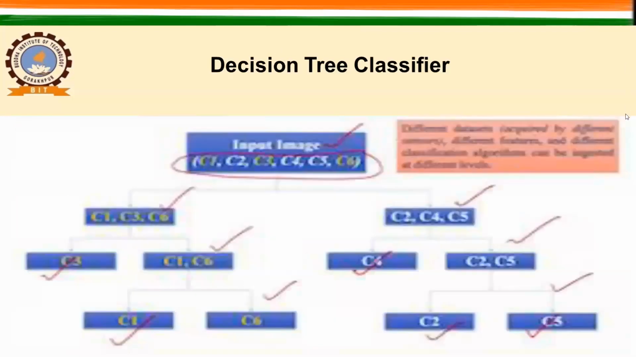Let's take an example. We have an input image here, and I want to classify this image into C1, C2, C3, C4, C5, and C6 classes. Now what I can do is segregate based on this particular image. I can identify only C1, C3, C6 in one class, and C2, C4, C5 in another class. So here you will have only two levels of classification: C1, C3, C6, and another set, C2, C4, C5.